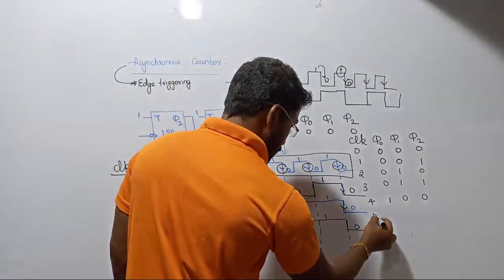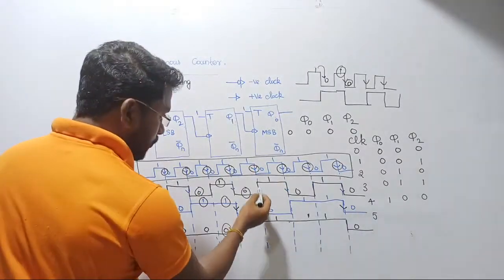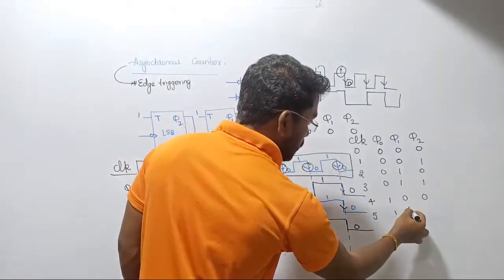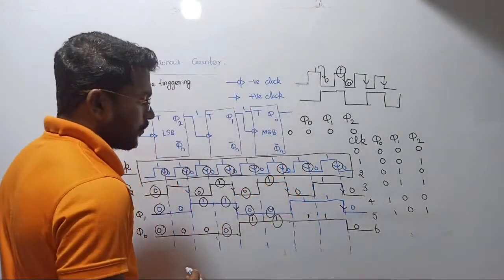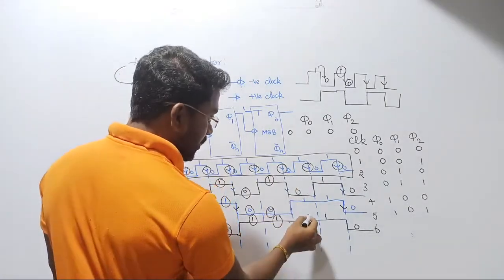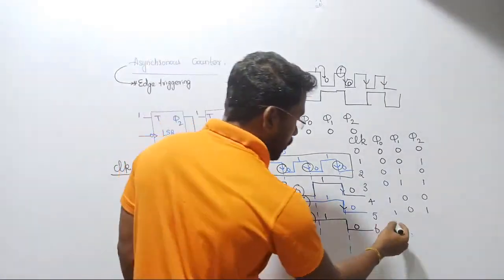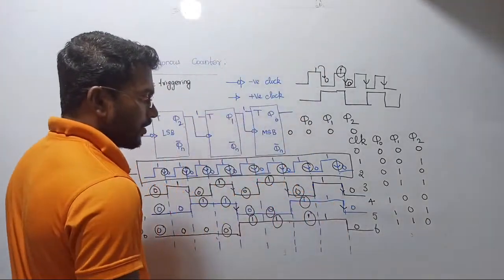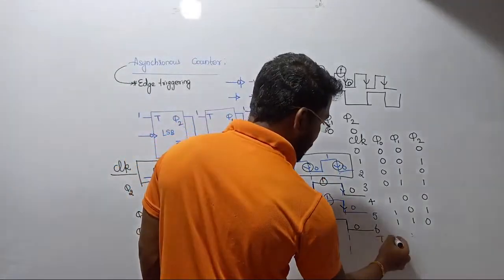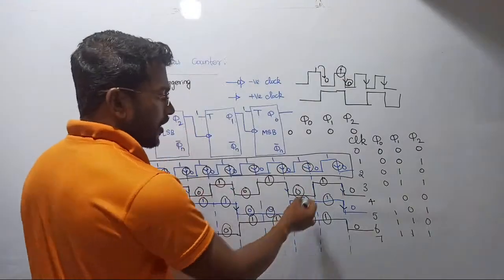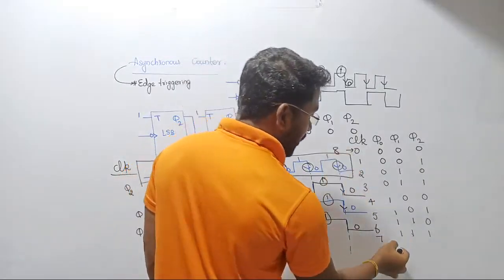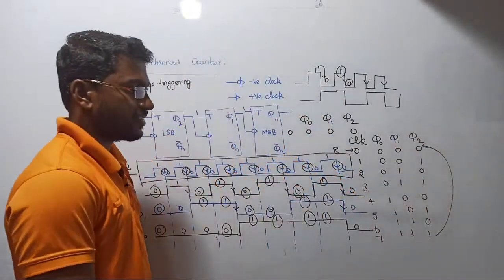When we are applying the fifth clock pulse, the output state becomes 1, 0, 1. Now when we are applying the sixth clock pulse, this is the sixth clock pulse, the output will become 1, 1, 0. When we are applying the seventh clock pulse, it becomes 1, 1, 1. Now when we are applying the eighth clock pulse, we are getting back to the original state, that is the initial state.